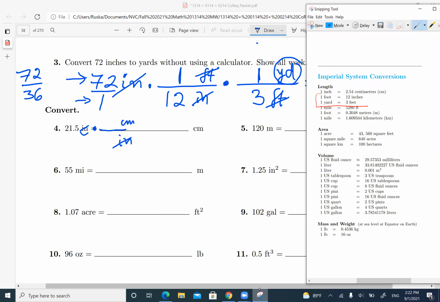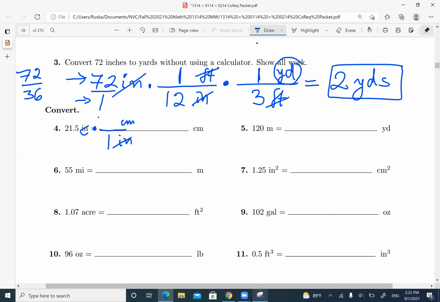1 inch is 2.54. So first you decide which one is going to go up, which one is going to go down, and then you get the numbers from the conversion table. And then here, what are you doing with the numbers? My answer is going to be centimeter, obviously, because the inches cancel up and down.